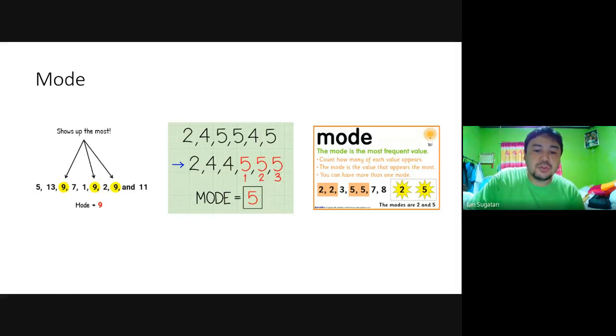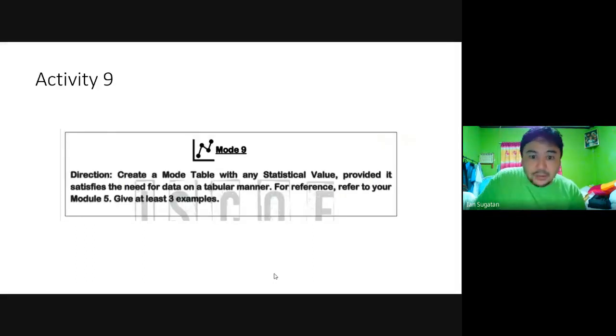On your activity number 9, called Mode 9, what you're going to do is create a mode table with any statistical value, provided it satisfies the need for data in a tabular manner. For reference, refer to your module 5 and give at least examples. Later on, for our workshop, I will give you an example of modes that you can select. It's not necessarily that you're going to use numbers.